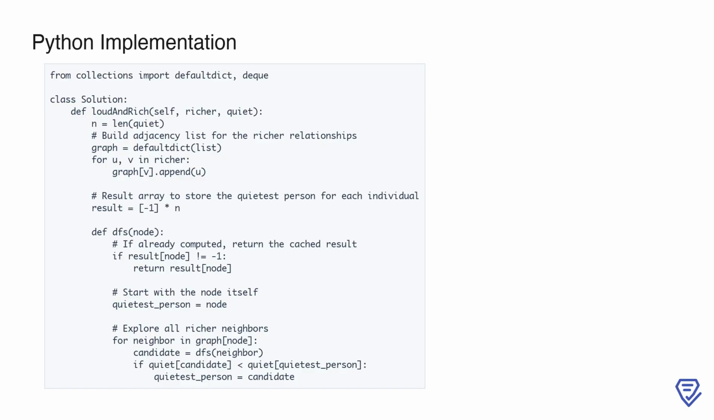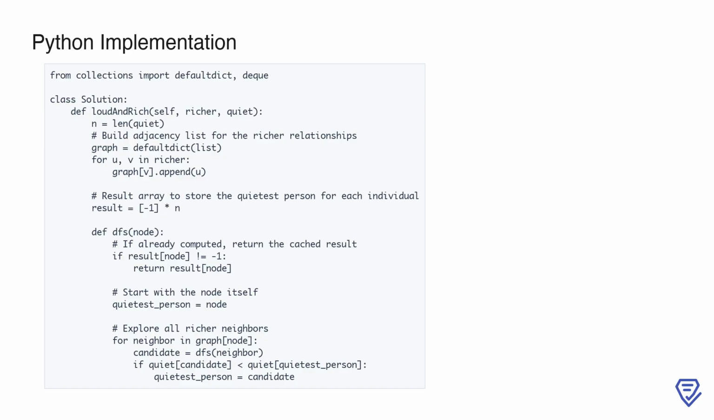Next, we build an adjacency list to represent the richer relationships. For every pair, u, v, in the richer list, we add u to the list of neighbors for v in the graph. This means that v is richer than u, so we need to explore these relationships later. We also initialize a result array with -1 for all n individuals to store the quietest person associated with each node. Then, we define a helper function DFS to perform a depth-first search on the graph.